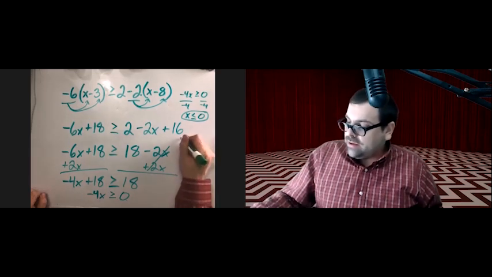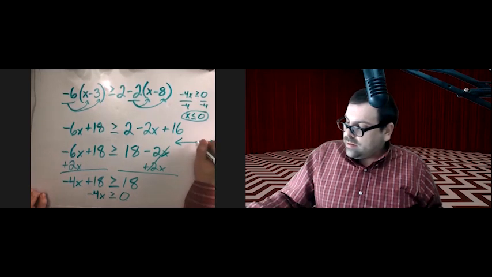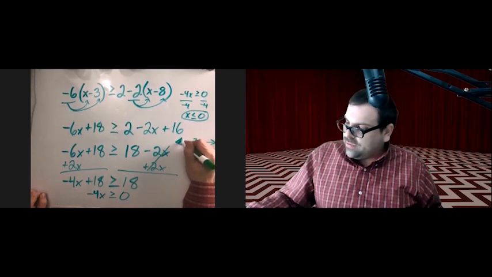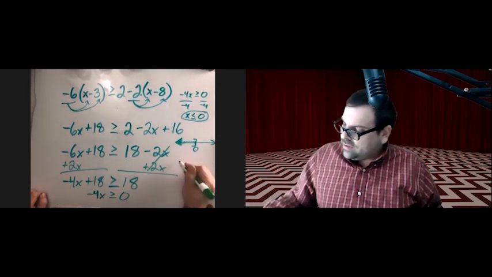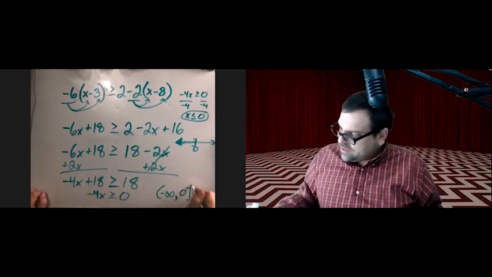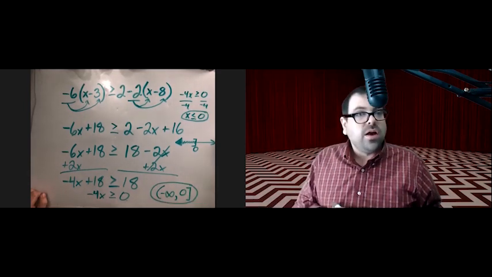On a number line, if this is 0, less than or equal to 0 would look like that with a square bracket, which means our answer would be -infinity to 0 with a square bracket on the 0.